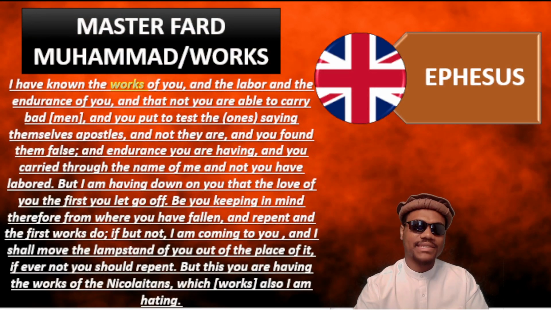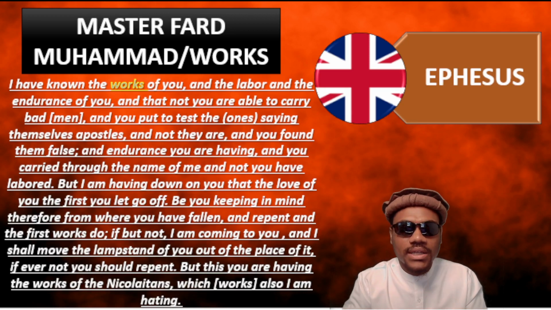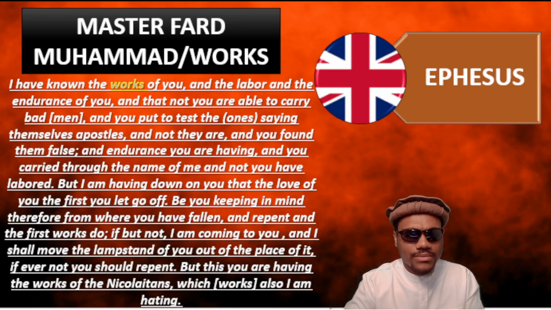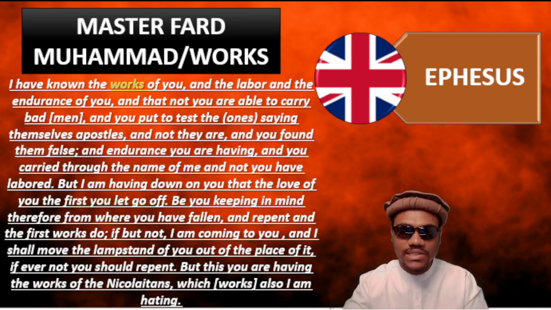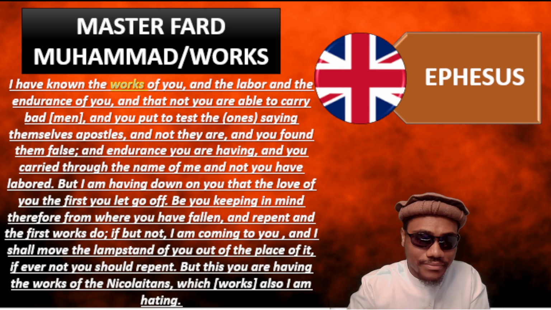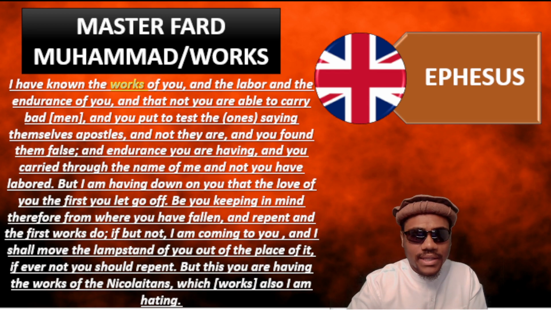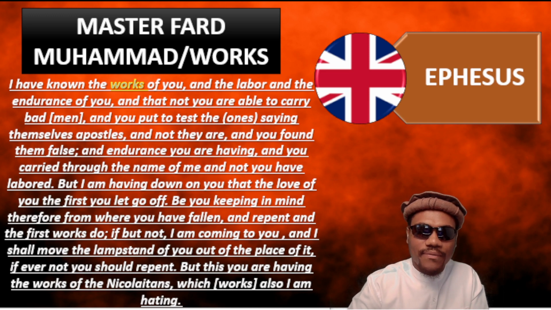Then next, you have Master Farad Muhammad. He's speaking to the works. This is what he is saying to the dragon in those nations, the House of Sa. This is what he's saying to them. The Asian nations. He's speaking to them. This is what he has to say to them. That I have known the works of you, and the labor and the endurance of you, and that not you are able to carry bad men, and you put to test the ones saying themselves apostles, and not they are, and you found them false, and endurance you are having, and you carry through the name of me, and not you have labored, but I am having down on you, that the love of you, the first you let go off, be you keeping in mind therefore from where you have fallen, and repent.